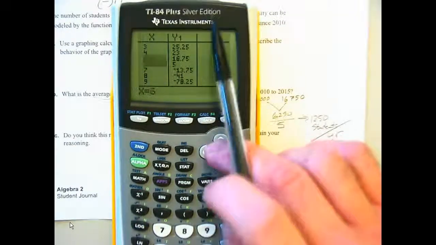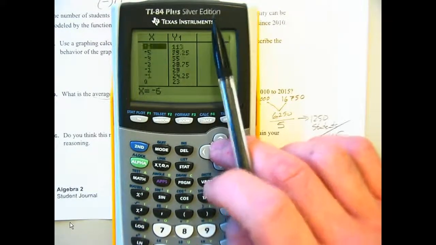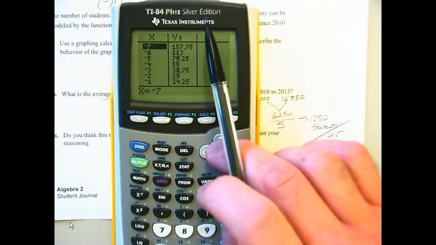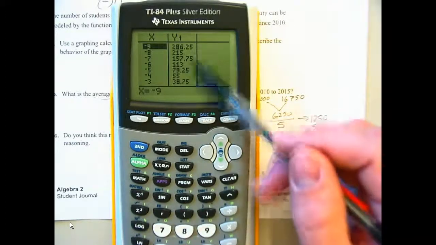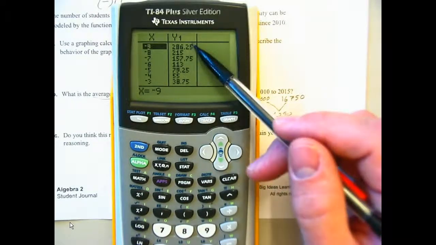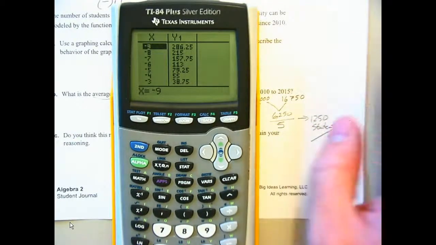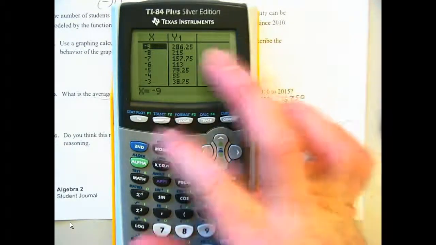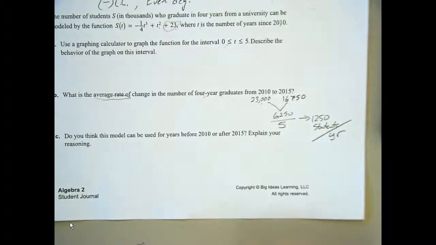Okay, and if we take a look at it prior, notice how many students are graduating in years prior to 2010. Does that look accurate? That's a lot of thousands. 286,000 students if we round. All right, so probably not as accurate. Just keep in mind that models are not always accurate after certain intervals. We only use our models for certain intervals sometimes.